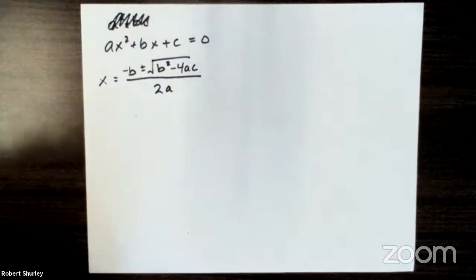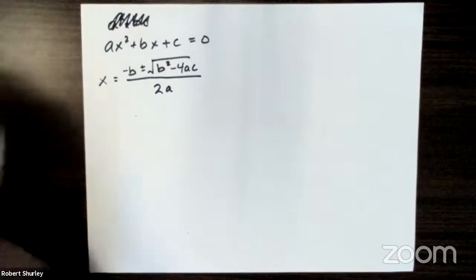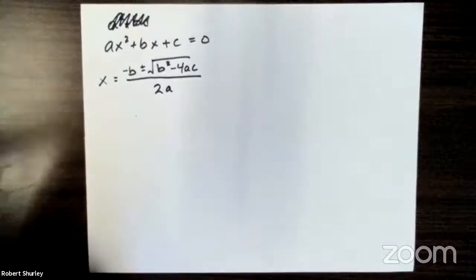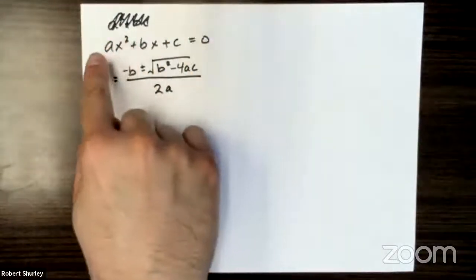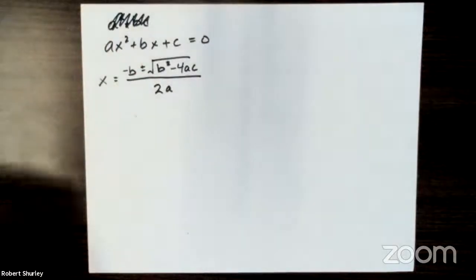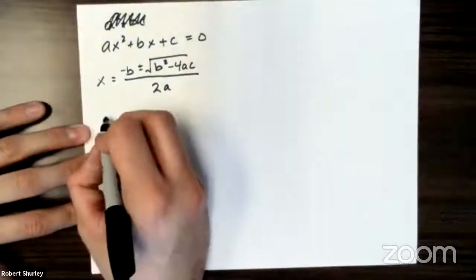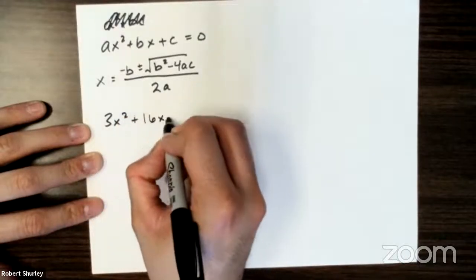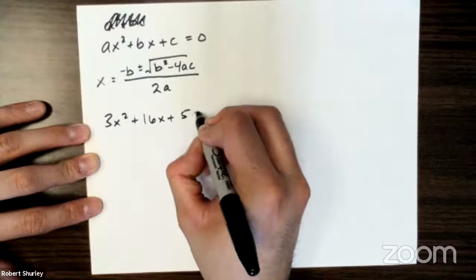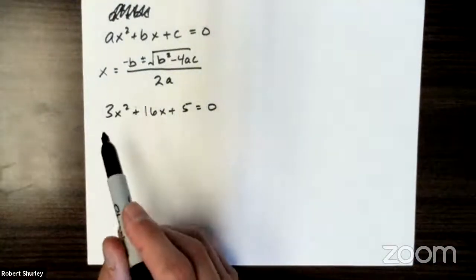Okay, so let's look at putting quadratic equations into this quadratic formula. Okay, so I'm going to steal an example from the book to start off with. Why not? We've got 3x squared plus 16x plus 5 equals 0. Here's a great example of when you can use this formula.